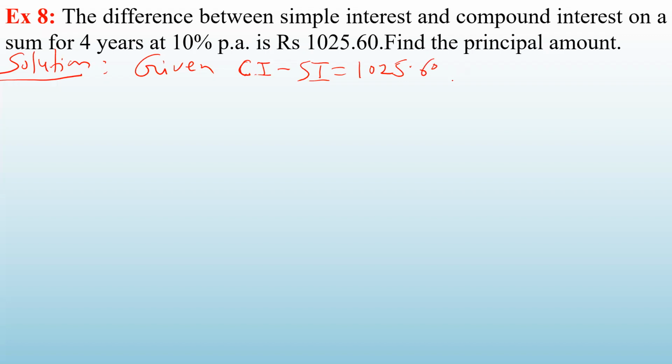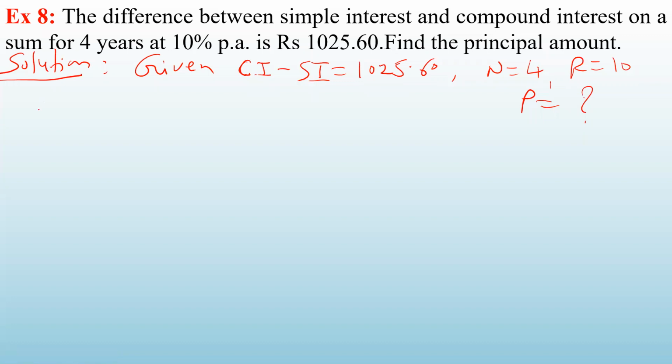And what is the number of years? It is 4 and R is 10%. And what is asked to you? You are asked to find out the principal amount. For what principal the difference between compound and simple interest will become 1025.60. So we will first find out the simple interest, then we'll find out the compound interest, and then we'll take the difference of compound interest and simple interest, equate it to 1025.60 and solve that equation for P.